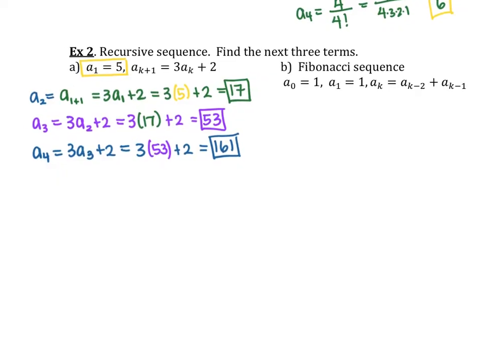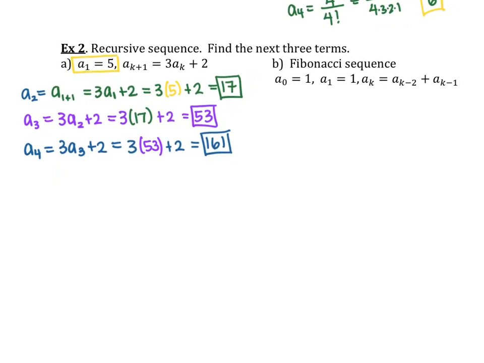Now the most famous recursive sequence arguably is the Fibonacci sequence. This is how the Fibonacci sequence is defined, and it is a recursive sequence. They tell you A0 is 1, A1 is 1. Now if I want to find AK, that's going to equal AK minus 2 plus AK minus 1. So if I want this term, I need the term that's 2 previous plus the term that's 1 previous. Let me write this out, and then we're going to try to find the next 3 terms.